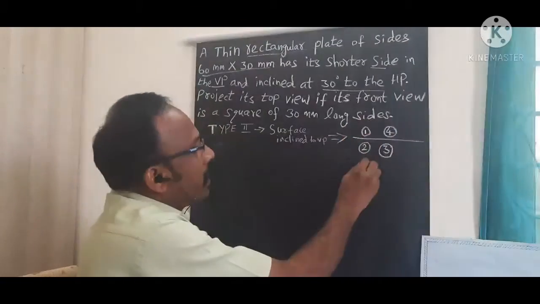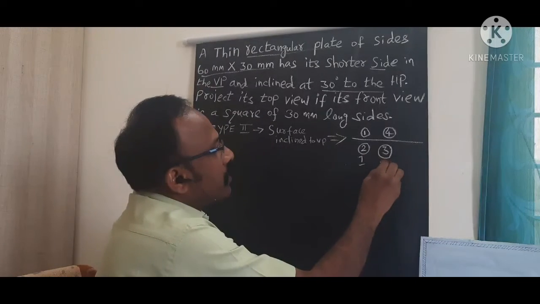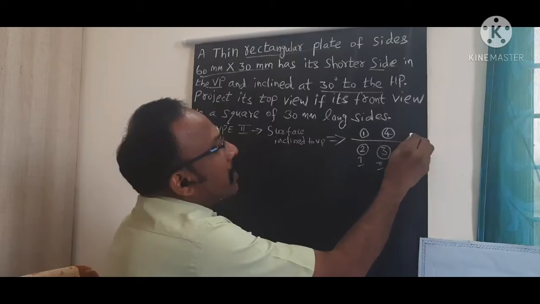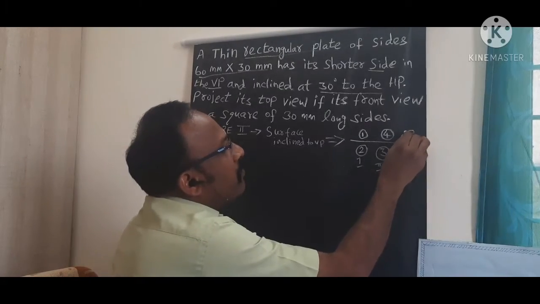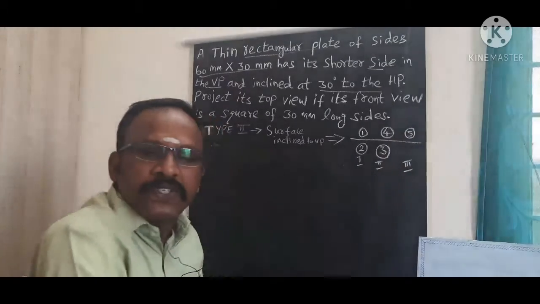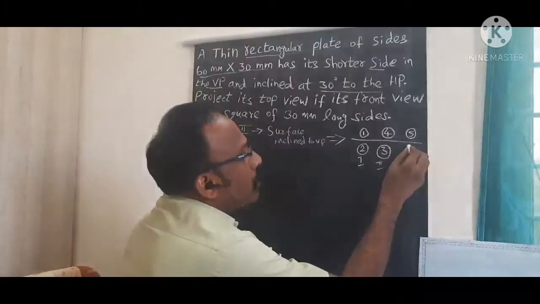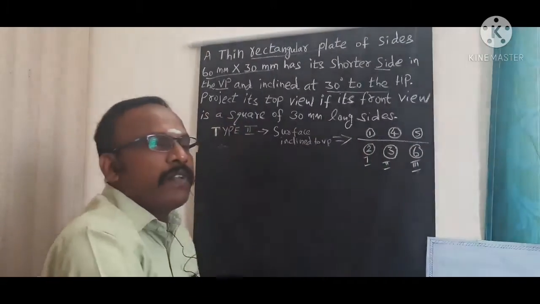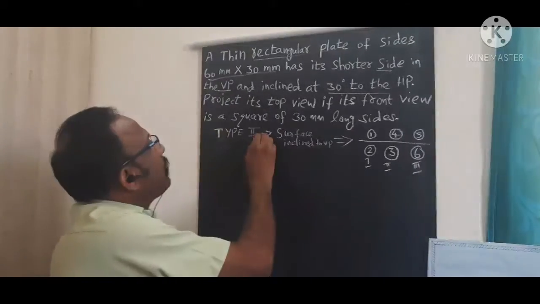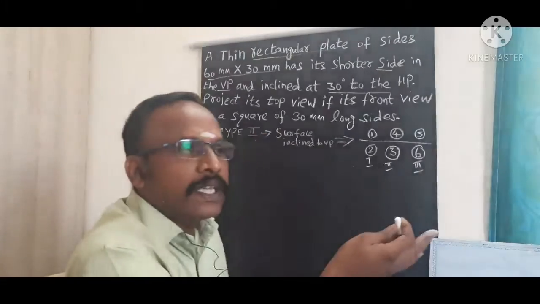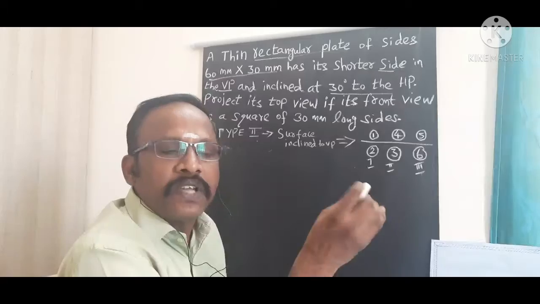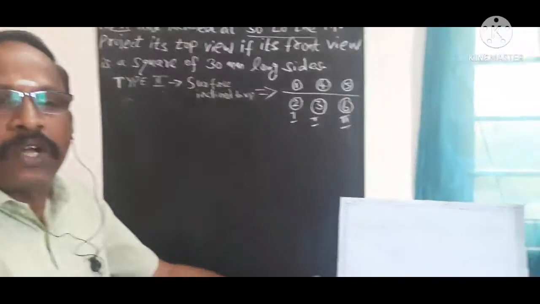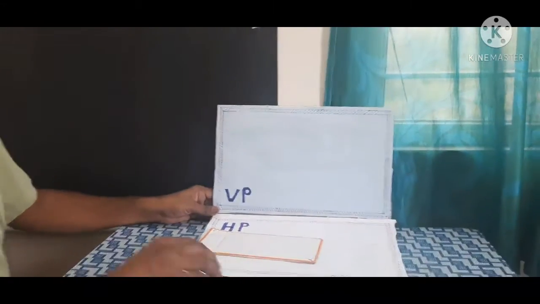This is stage 1. This is stage 2. Now we move into the third stage. You can find the final front view is drawn first, then we come to the final top view. So these are the steps we must know for this type 2 problem. Now you can compare the steps involved in type 1 and type 2. So I am going to demonstrate how we are going to proceed.